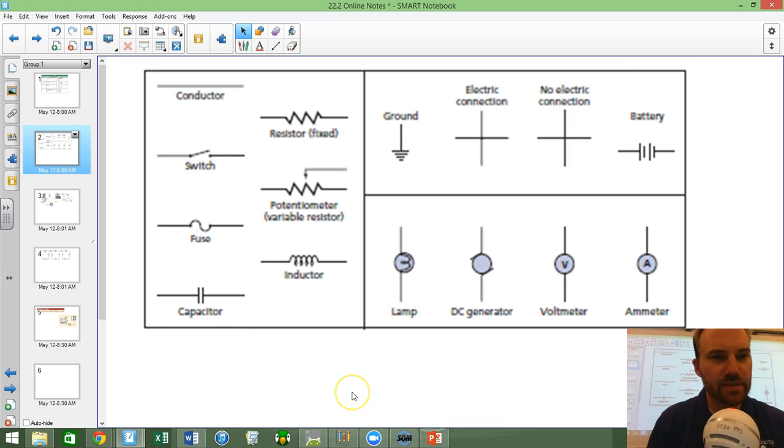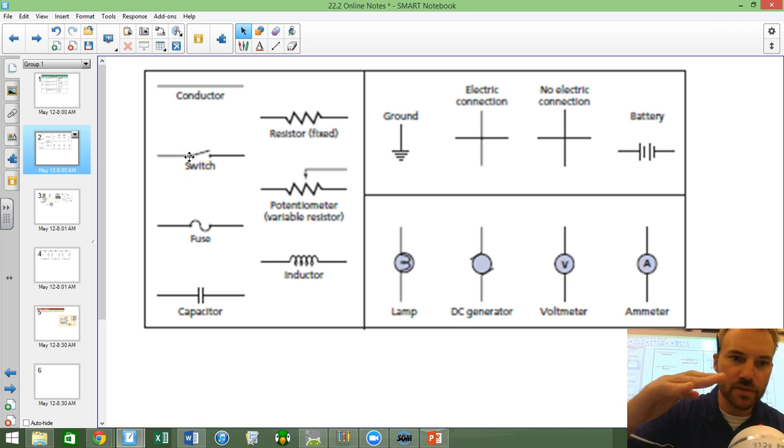These are some common symbols that we use in schematics. Like if we have a conductor, we just draw a line. A switch is this, it opens and closes. Closes meaning that it makes the electrical connection. A fuse is this little S here.